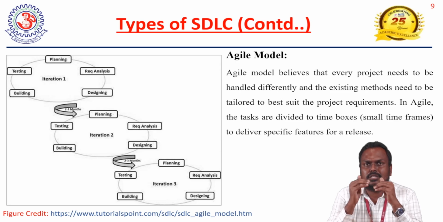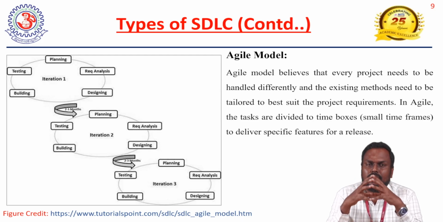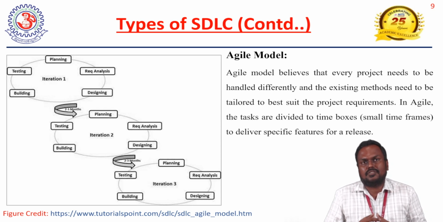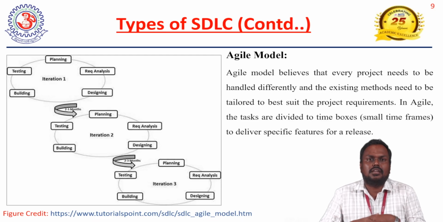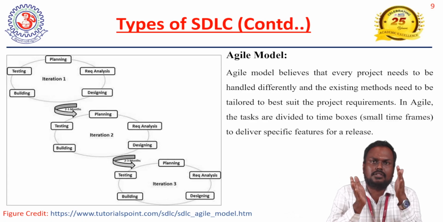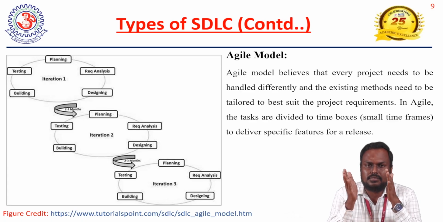That is the flexibility of agile model. In agile model, the tasks are divided into time boxes, small frames, so that they can deliver the specific feature during the release time. Okay, so what happens is in agile model, it is such a flexible thing. So most of the day-to-day current development companies use this model, so that you will be splitting the development part or the project into modules.